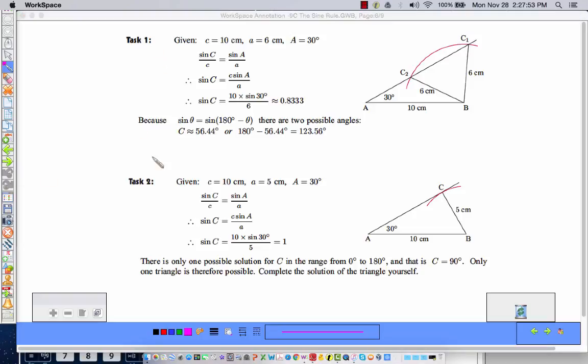Could be, I have 2 here. If I have little c equal to 10 centimeters, so that's the side opposite big C, and little a equal to 6 centimeters, and angle A is equal to 30 degrees, then C could turn out to be either about 56 degrees or 123 degrees. Okay, and you can see how it could be 6 centimeters here, or it could be 6 centimeters here, having an acute angle or an obtuse angle right there.